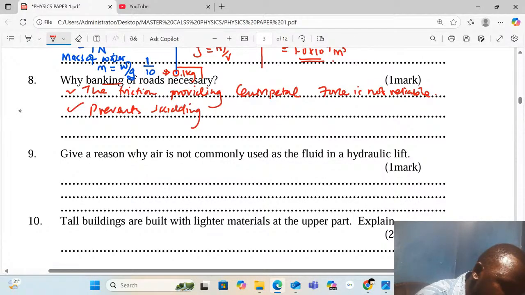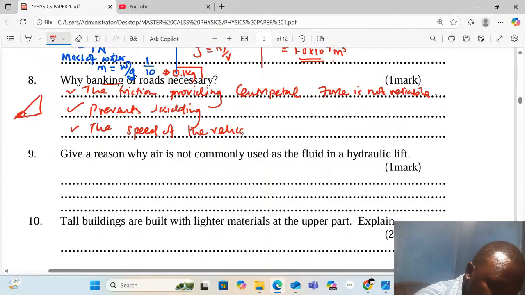So what is this banking we are talking about? Where we have one part of the road being raised at an angle. Another thing is that the speed of the vehicle can be increased.